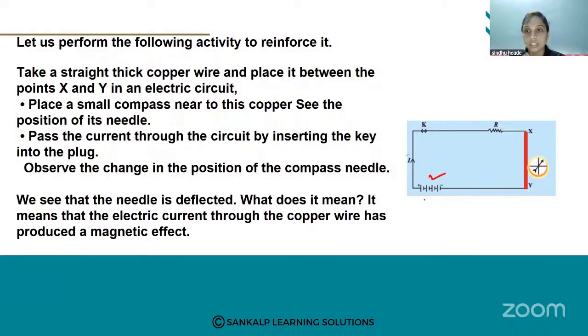We know what is a cell, what is a battery, what is a plug key, and what is resistance, because we already learned this in our chapter on electricity, right? Yes, see, this is a battery. How is the battery generated? It is due to a number of cells connected end to end that finally become a battery.